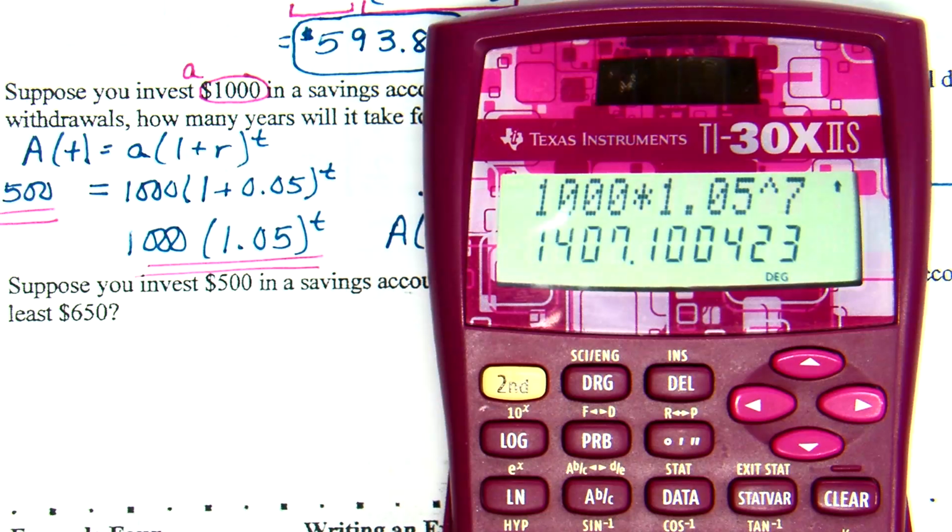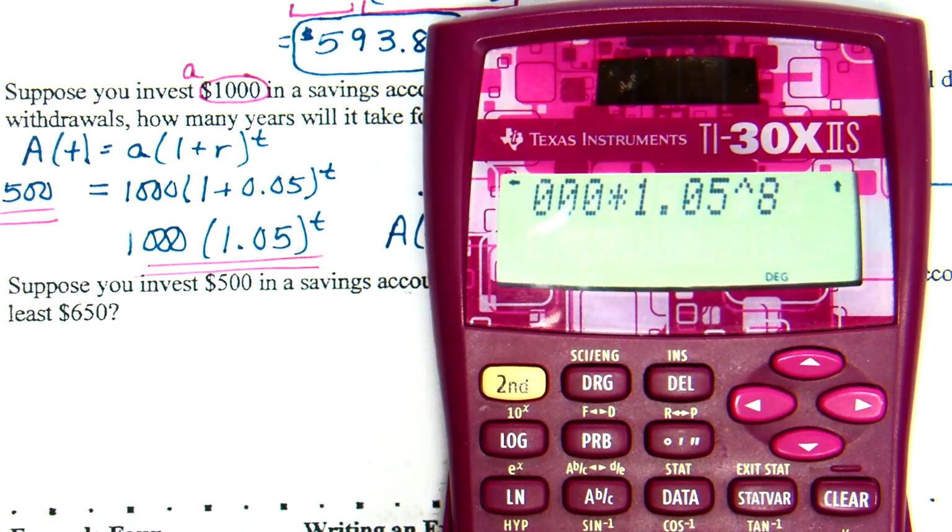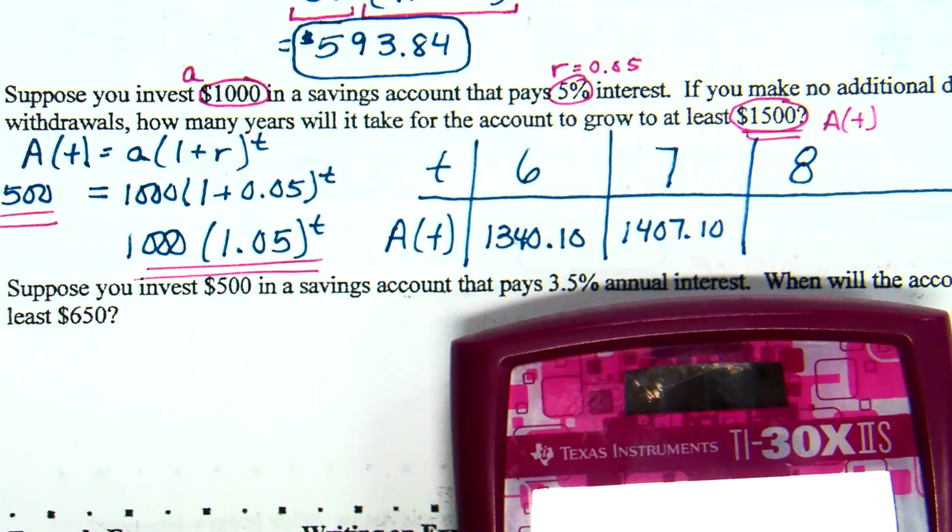Now, if you have this calculator, notice what's at the top row there. I can arrow up to that row, arrow over, change my 7 to an 8, and I don't have to retype the whole thing. So, depending on how your calculator works, you might be able to do something like that. So 1,000 times 1.05 to the 8th is $1,477.46.